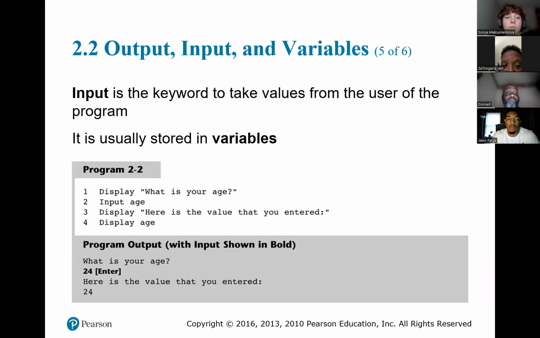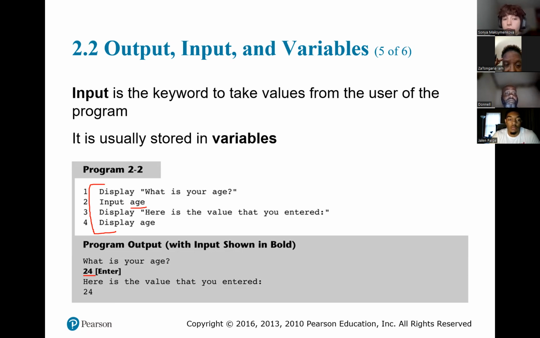Input, as I mentioned before, is just the keyword that we use to get any type of data from the user. And as I said, they're usually stored in variables. As you can see here, this is also pseudocode. We're displaying, what is your age. This is our output. What is your age? Then the user will enter some sort of number. In this case, it's 24. However, you see that here we have input age. So that 24 that the user enters for us is going to be stored in the variable called age.